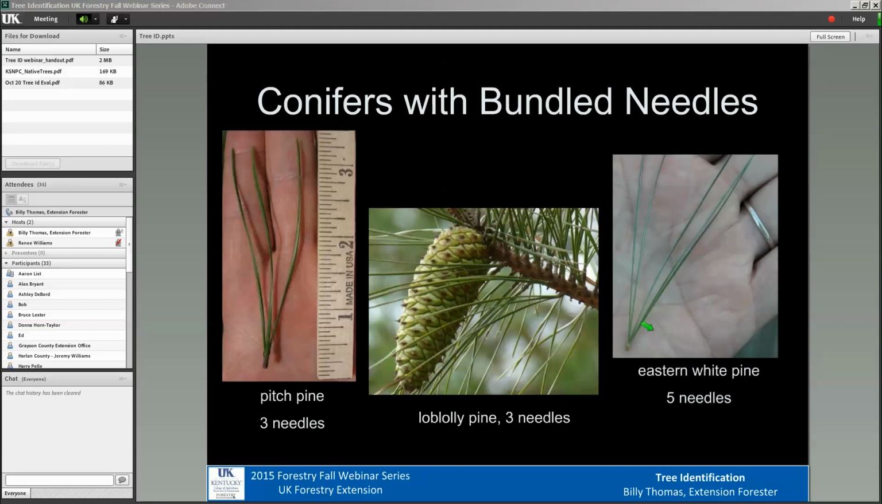And then one that would probably be most common to many of us, or what we think about when we think about pine trees, is the eastern white pine. And it has bundles with needles of 5 in it. So if you pull off a bundle from a tree, a little twig there, and you see 5 needles in it, then you know you have a white pine.